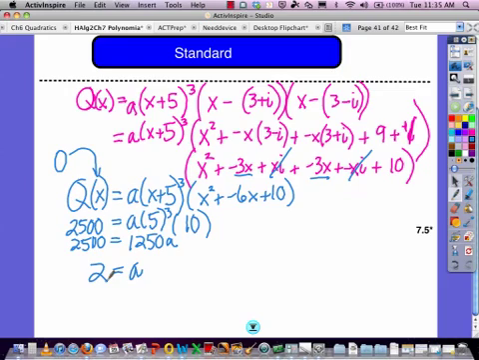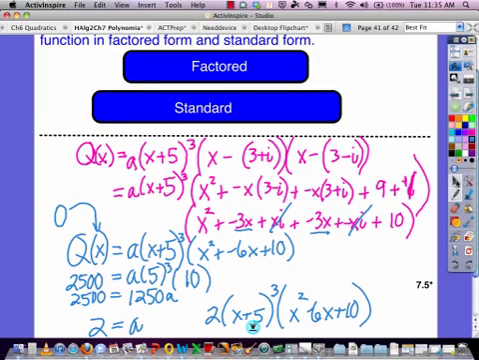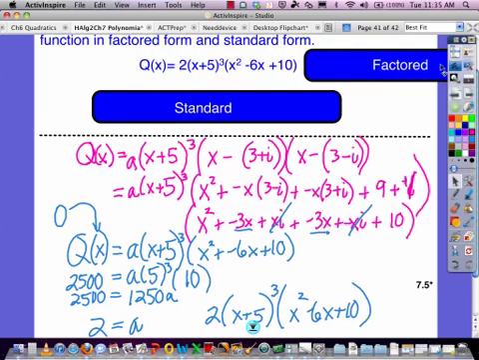So we could now write our factored form equation as 2 times the quantity x plus 5 to the multiplicity of 3, and then times x squared minus 6x plus 10. That would be our factored form equation, and if we go back up and compare, voila, we have the same equation. Now, to go standard, all you need to do is multiply that out. And that's the part you can do.